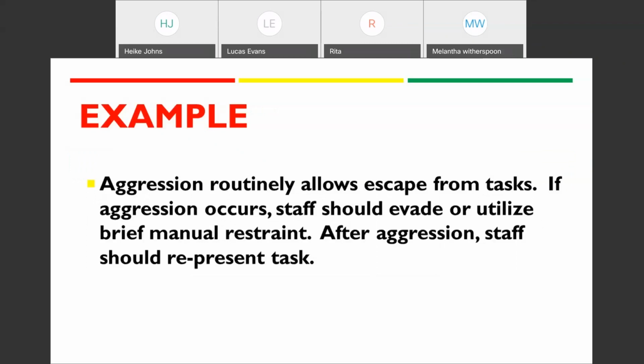So we're going to look at this example. Aggression routinely allows escape from tasks. If aggression occurs, staff should evade or utilize brief manual restraint. After aggression, staff should re-present the task. And this will be an exemplar because one, it tells the staff what to do if aggression is present. Two, it is also likely not reinforcing, it's not likely to allow this person to escape from the task. So it meets all of the components of element 7.